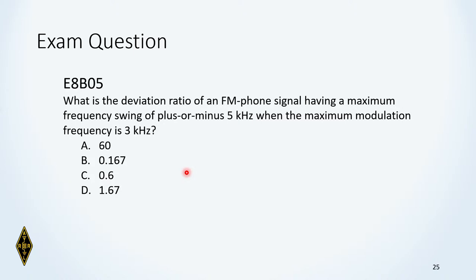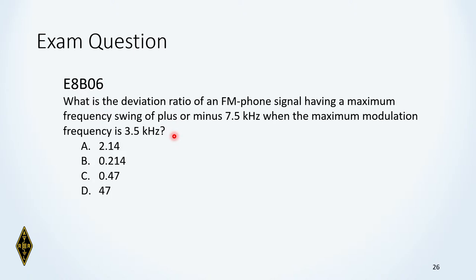E8B05, what is the deviation ratio of an FM signal having a maximum frequency swing of plus or minus 5 kilohertz when the maximum modulation frequency is 3 kilohertz? 1.67. Yep, correct. It's the same pattern for every one of these, so the math is extremely easy. None of this should trip you, even though the words sound very complicated. Okay, and here's another one. It's deviation ratio, but it doesn't matter because the formula works the same. Alpha. Okay, 7.5 divided by 3.5, or 2.14.